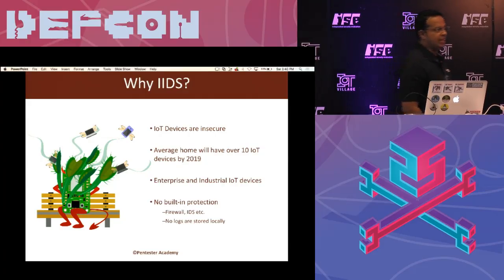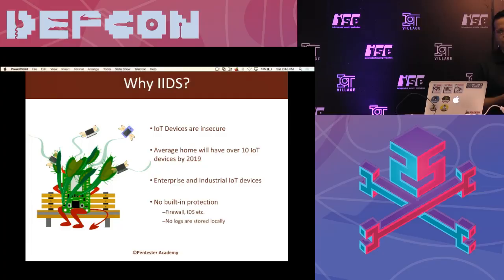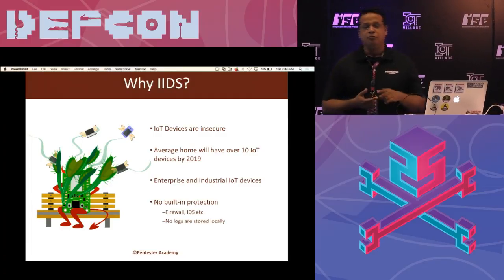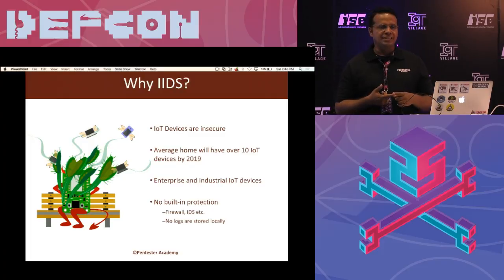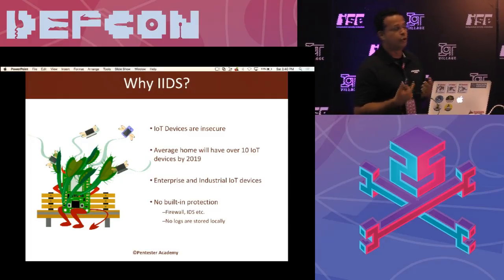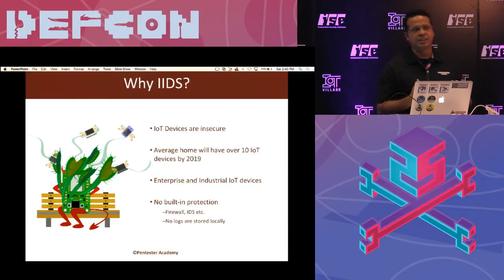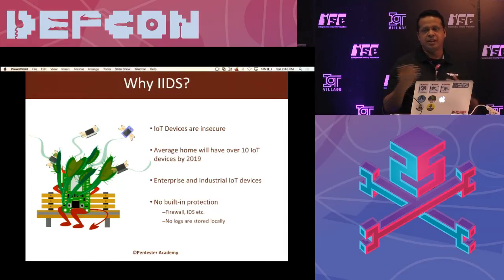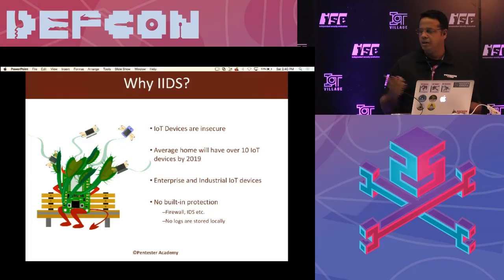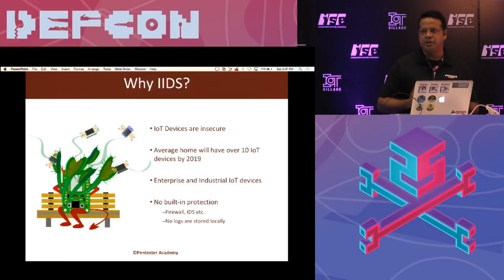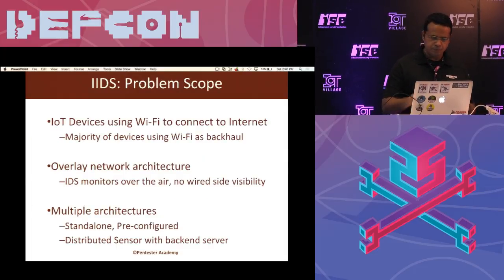The key challenge in IoT devices is the fact that there is no built-in protection, right? There is no built-in firewall, no IDS, no AV. Unfortunately, most of these devices do not even have good logging capabilities. So we cannot rely on the device itself to send us any sensible information in order to do any form of threat hunting or intrusion detection.